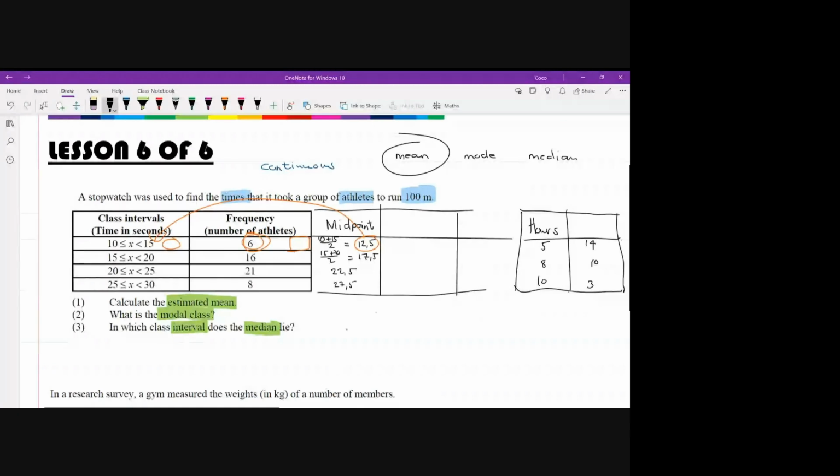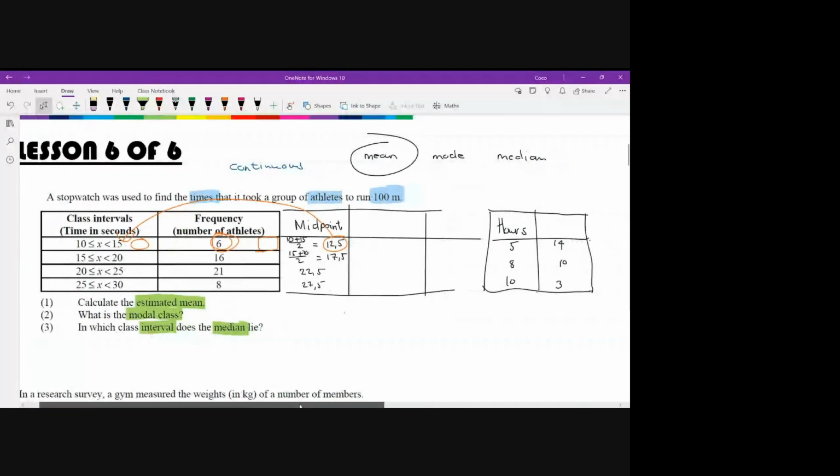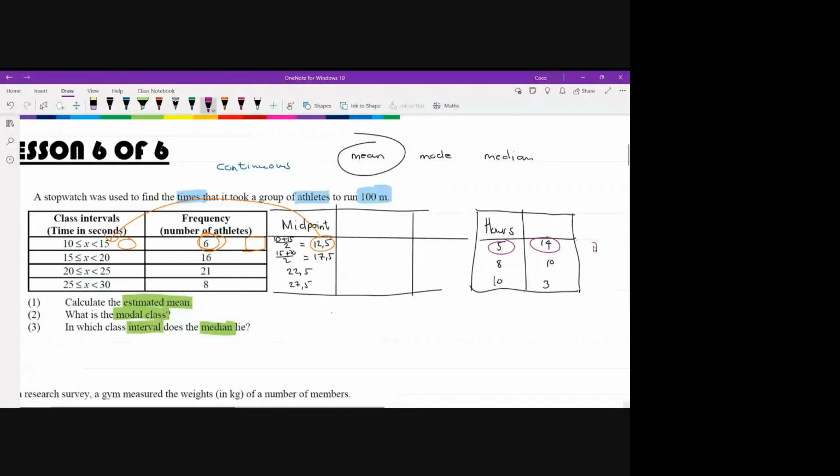Yes? Okay, so if we were calculating for the mean, we would do this. We would say 5 times 14 and we would get 70, and 8 times 10 and we would get 80, 10 times 3 and we would get 30. Then we would add all of these up together and get 180, divided by how many students do we have? Remember, this is the number of students, right? We would say 14 plus 10 plus 3, and that would give us 27. And that's how we would calculate for the mean.